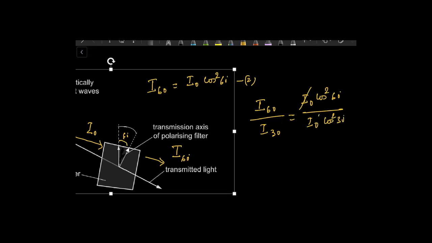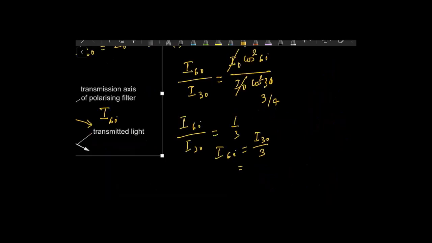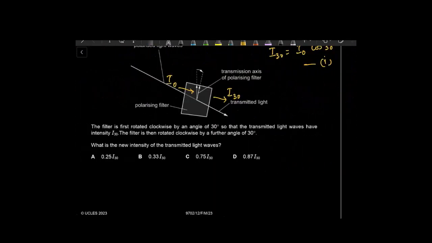So this I0 cancels this I0. Cos square 60 is 1 by 4 and cos square 30 is 3 by 4. So we can write I60 upon I30 is equal to 1 by 3. So I60 is equal to I30 upon 3. So it will come out to be 0.33 I30. So I60 is 0.33 I30. So out of these options, option B is correct.